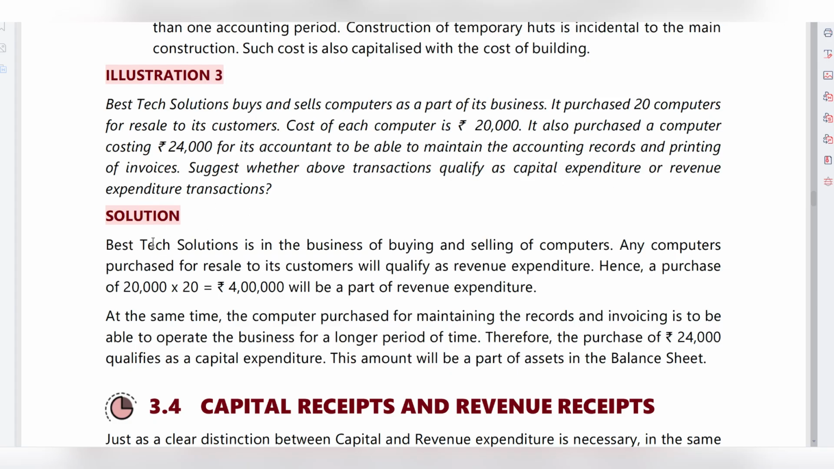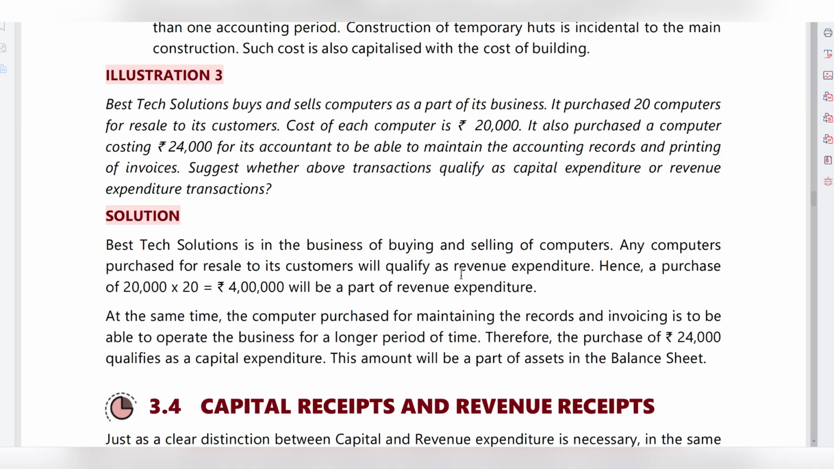Okay, solution. Best Tech Solution is in the business of buying and selling of computers. Any computers purchased for resale to its customers will be termed as revenue expenditure. As in the initial session, I have explained, we classify the expenditure as per the nature of the business. If the nature of the business is trading, then those expenditures are classified as revenue expenditure.